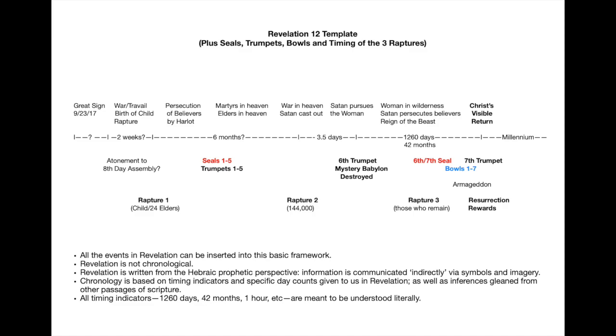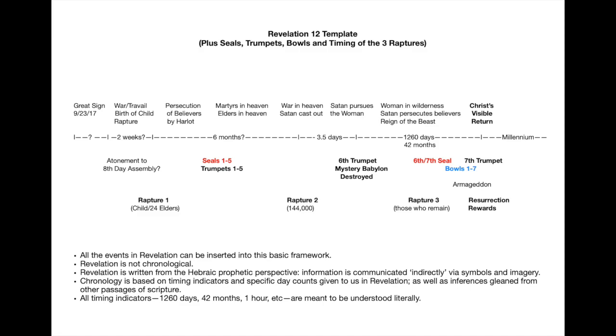So the beast and the ten kings hate the harlot. They're given authority for one hour to kill the harlot, to put her to death. Mystery Babylon will be destroyed. That's where we find the seals, trumpets, bowls, and the timing of the three different raptures.